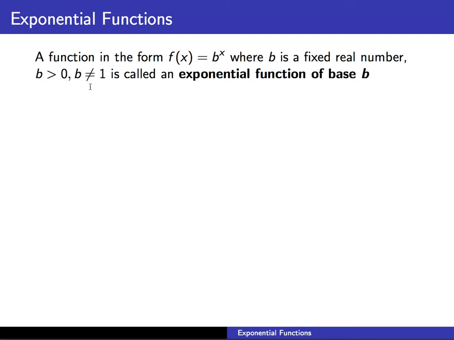Now, the reason why we can't have b equal 1 is because 1 to any power is just 1. So for instance, 1 to the third power is 1, 1 to the -3rd power is 1. So that's why we can't have it at 1. And we also want to make sure that our base is positive, because if it equals 0, that could cause some issues with raising zeros to certain powers. And if it's negative, if we had something like -3 to the 1/2 power, that would be an imaginary number, and we don't want that. So if we make sure that our base is a positive number that's not equal to 1, we'll have an exponential function of that base.